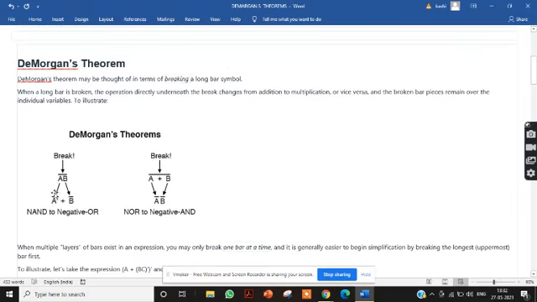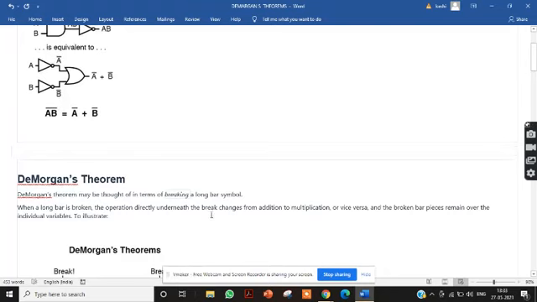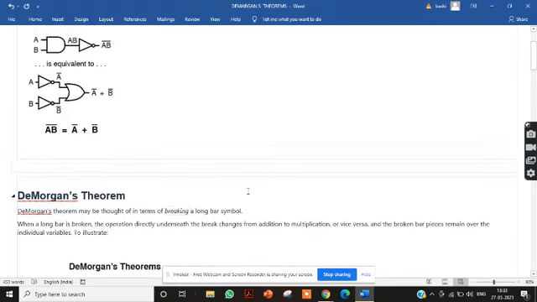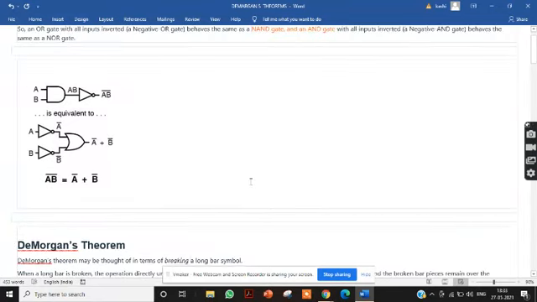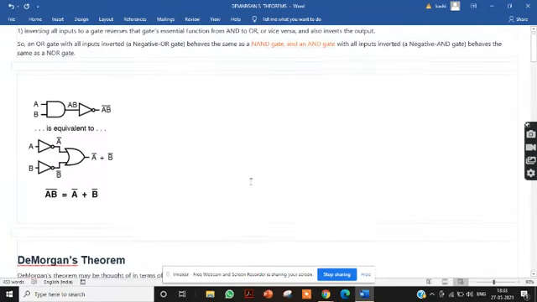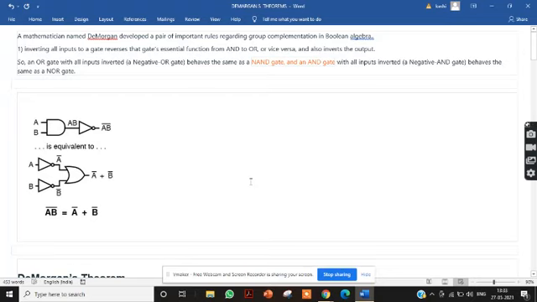You observe here. Number one is (AB) whole bar is equal to A bar plus B bar. And the second one is (A plus B) whole bar is equal to A bar into B bar. So these are the two De Morgan theorems. We will discuss how they are useful in solving and simplifying complicated circuits.